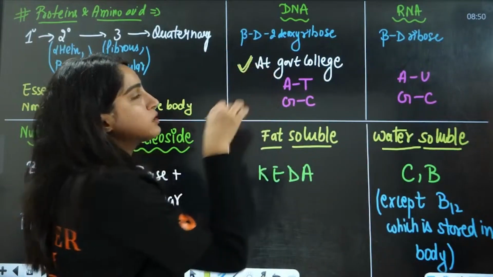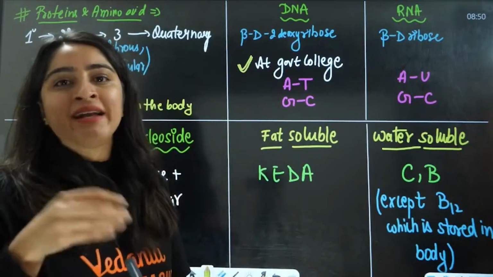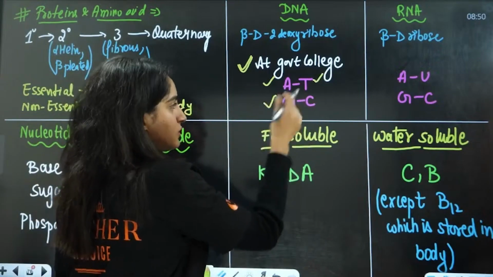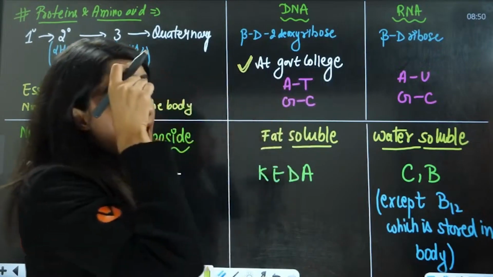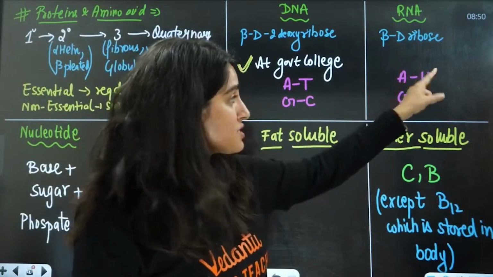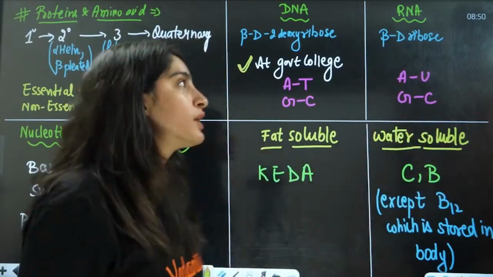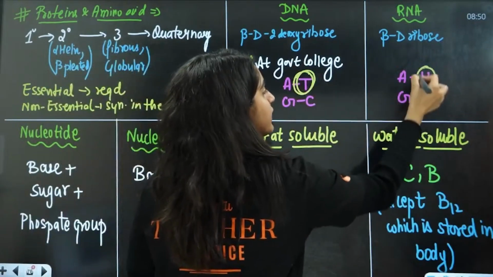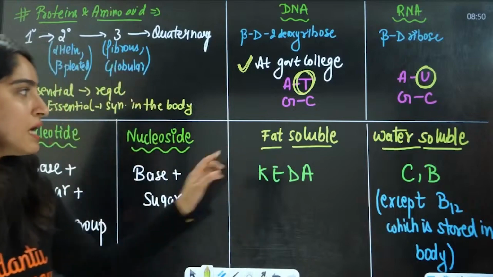Here the complementary bases are adenine and thymine, and guanine and cytosine. In RNA these are adenine, uracil, guanine and cytosine. The difference here is that we have thymine in DNA, and in place of thymine you have uracil in RNA.